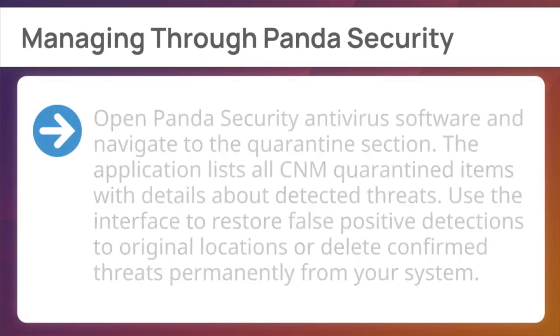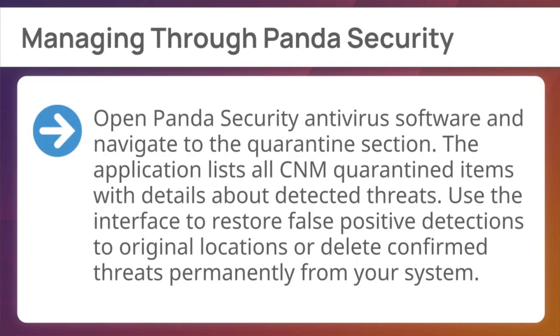First, managing through Panda Security. Open Panda Security antivirus software and navigate to the Quarantine section. The application lists all CNM quarantined items with details about detected threats. Use the interface to restore false positive detections to original locations or delete confirmed threats permanently from your system.